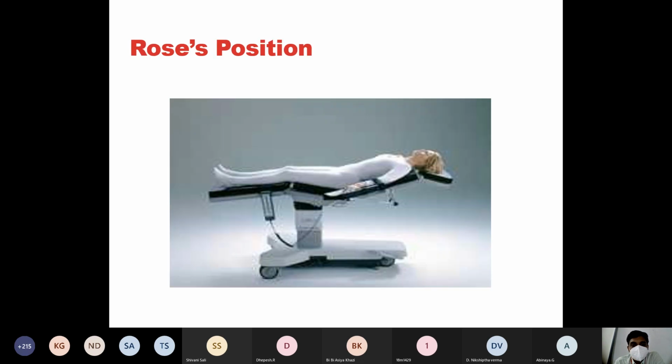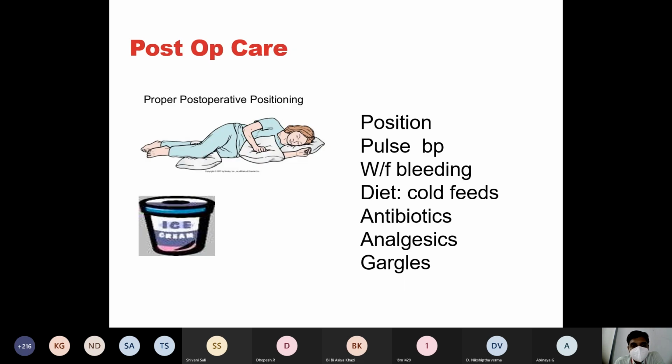The position used is called Rose position, where the neck is in extension with the flexion of the atlanto-occipital joint. After surgery, the patient is put in a lateral position, usually the left lateral position, so that any retained secretions in the throat can be drained out of the oral cavity.